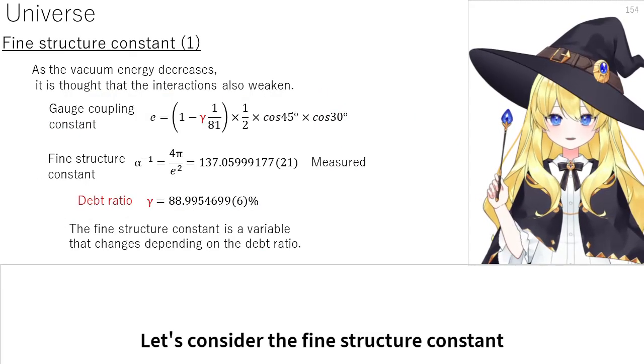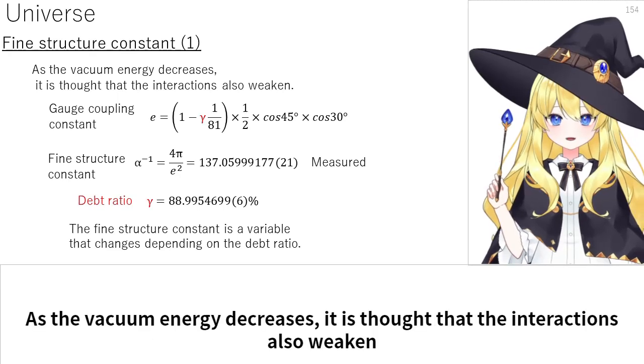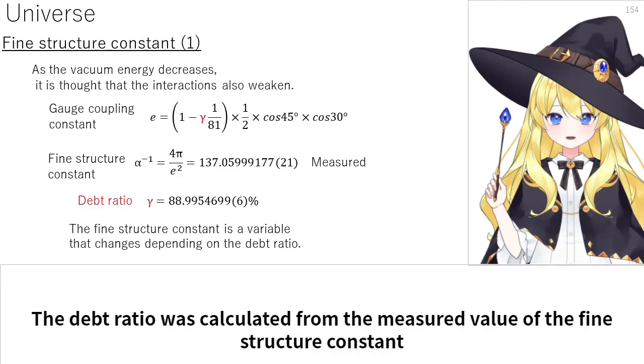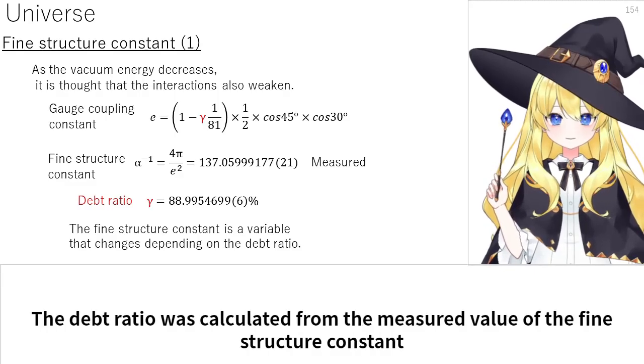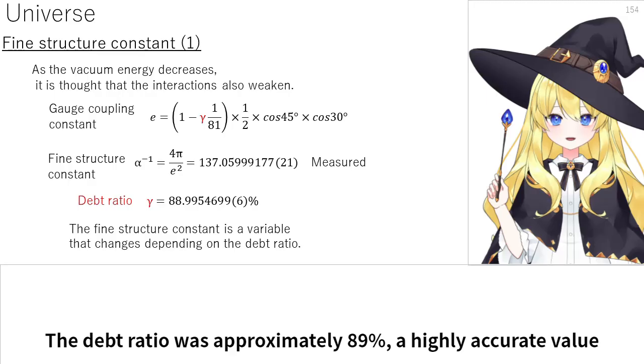Let's consider the fine structure constant. As the vacuum energy decreases, it is thought that the interactions also weaken. The debt ratio was calculated from the measured value of the fine structure constant. The debt ratio was approximately 89%, a highly accurate value.